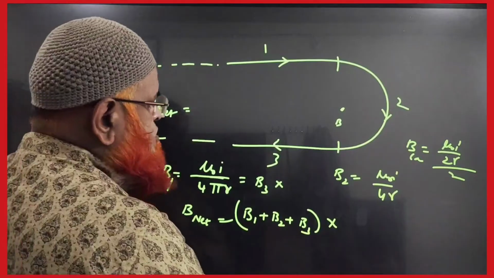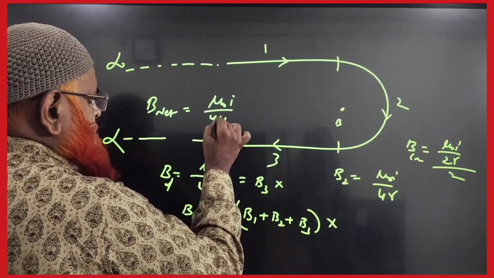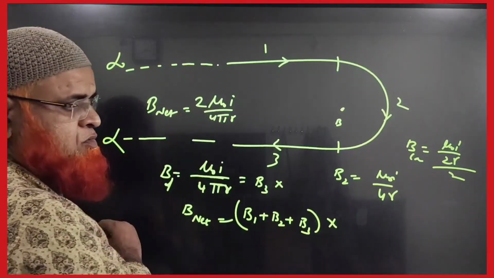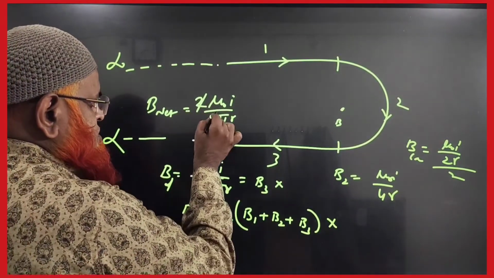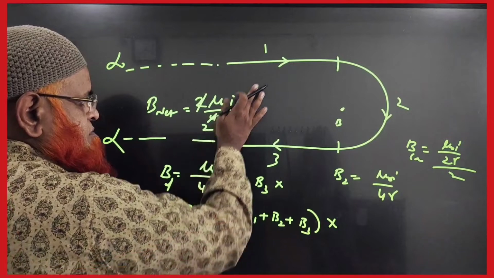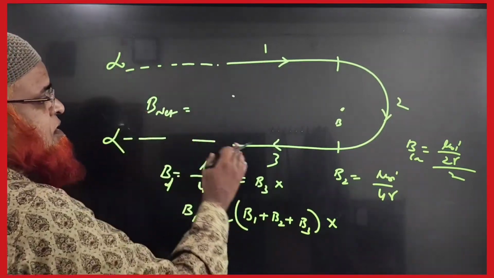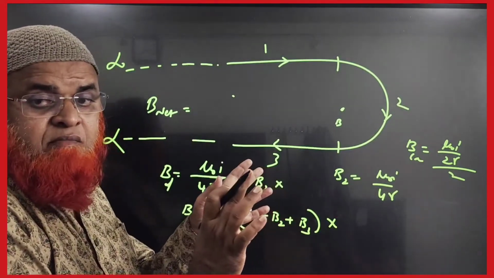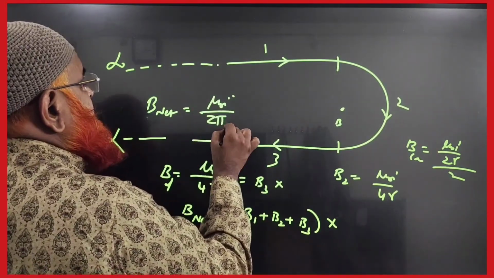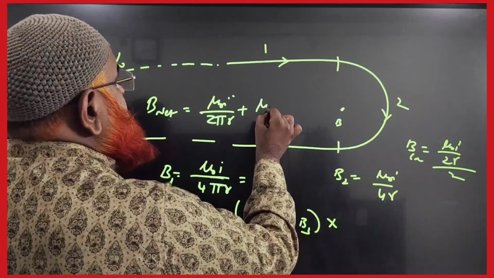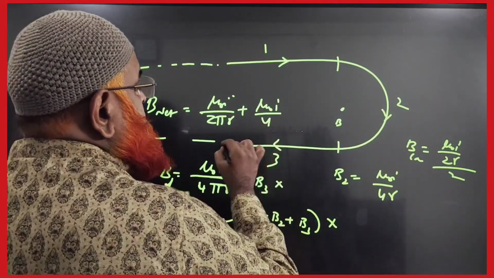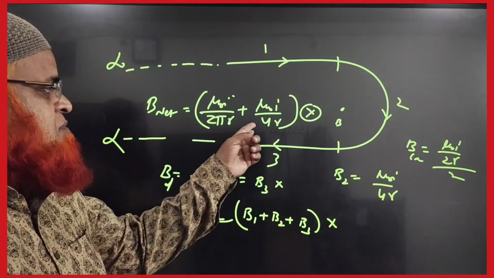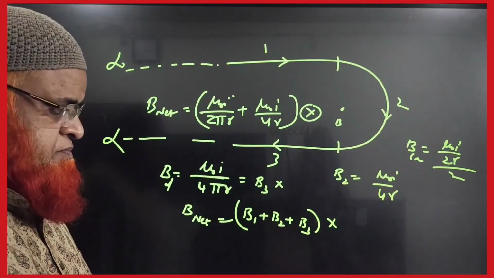B net is equal to B1, how much? Mu naught I by 4 pi r. B1 plus B2 means the same 2 times, no? Multiply by 2. So 2 ones, so directly it becomes mu naught I by 2 pi r. Okay. Here half wire, here half infinite wire, here half infinite, means both combined together make a full infinite wire. Because how much? Mu naught I by pi r plus that one, mu naught I by 4r into. If you want to simplify, mu naught I by 2, 1 by pi plus 1 by 2r also. Simplification you can do. Okay.